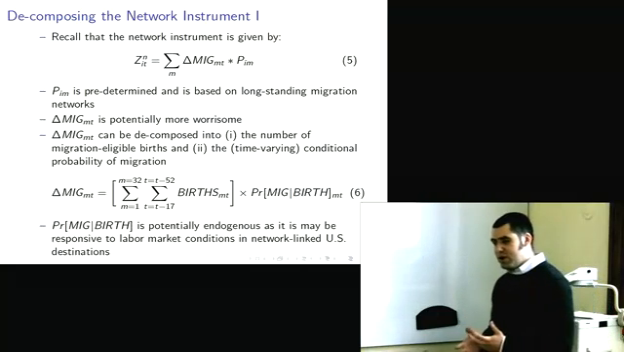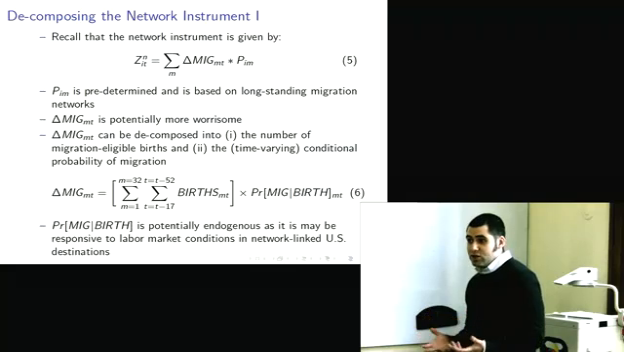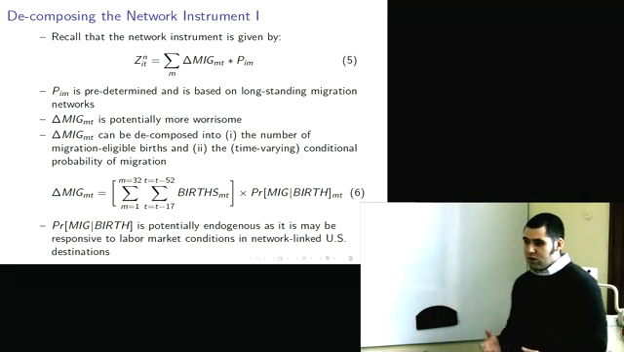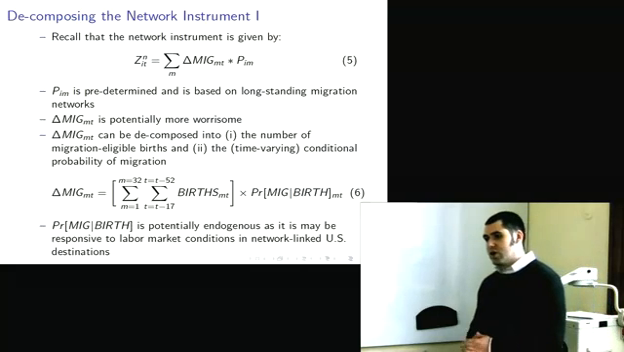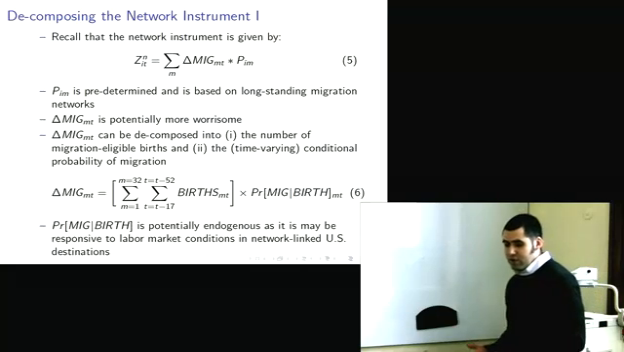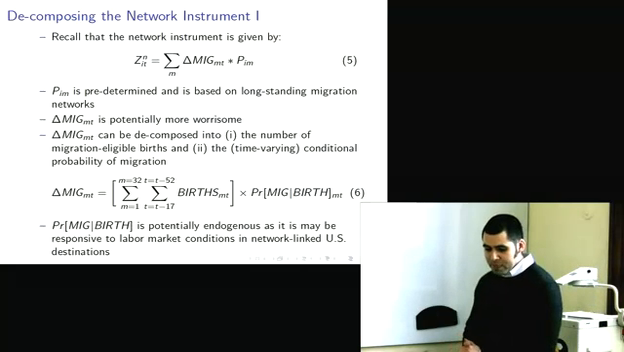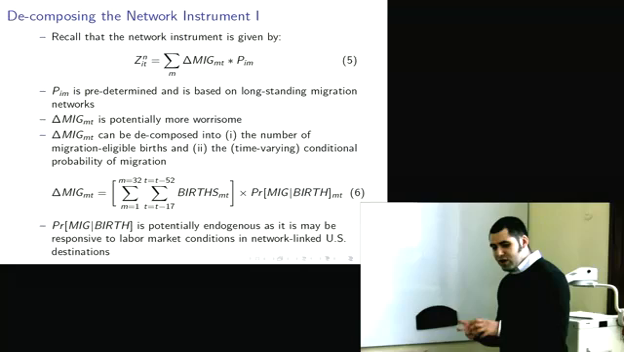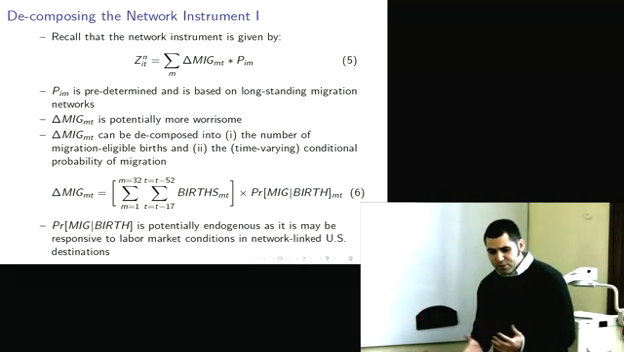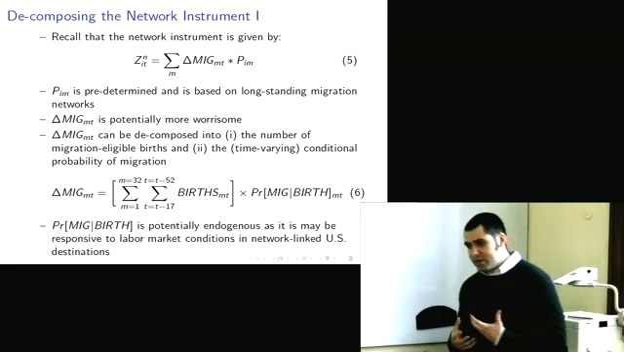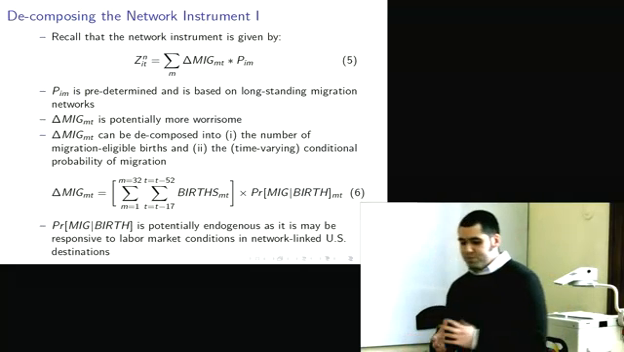The first is going to be the number of migration-eligible births. So these are births that occurred a long time ago, which we deem are migration-eligible. In particular, we're going to be looking at people aged 17 to 52. This is when the vast number of people who migrate from Mexico migrate. And the other piece is this time-varying conditional probability of migration, particularly the conditional probability of migrating having been born in the first place.